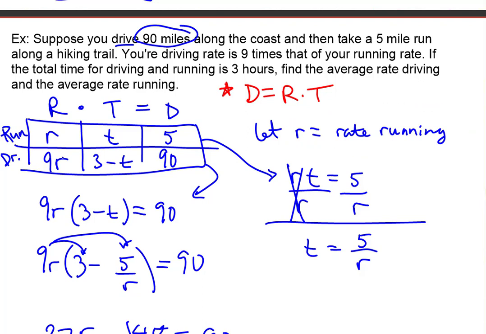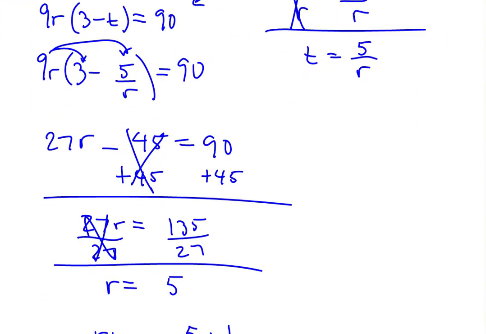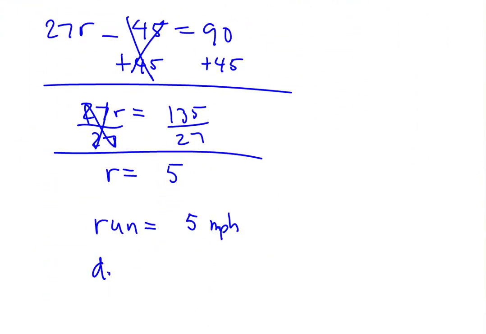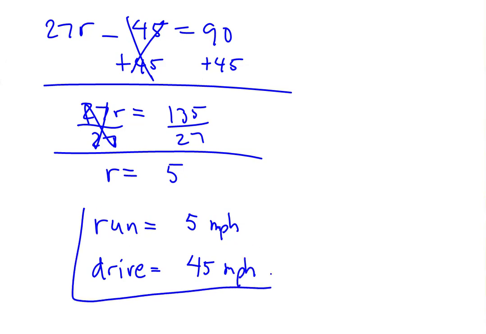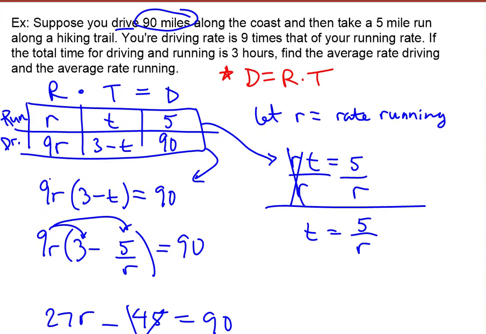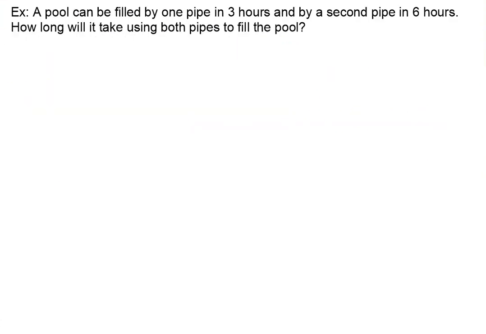Now, the driving rate, as we labeled in our chart, is 9 times lowercase r. So we could say, okay, fine, the driving rate of 9 times r would be 9 times 5, which of course is 45 miles per hour. And so now we've uncovered the rates of both running and driving from this problem, which was our goal.